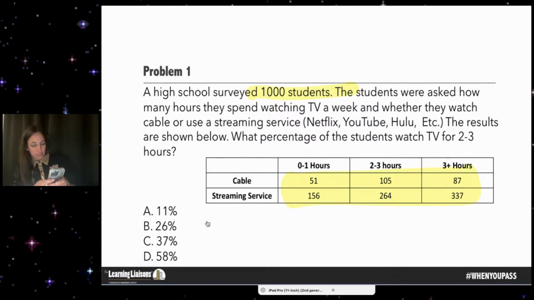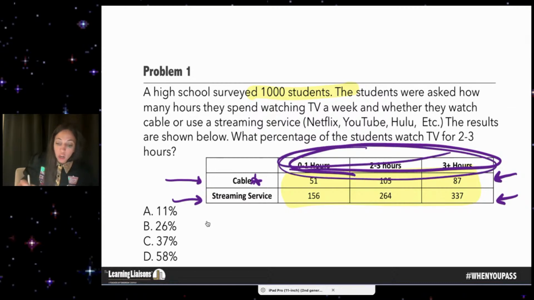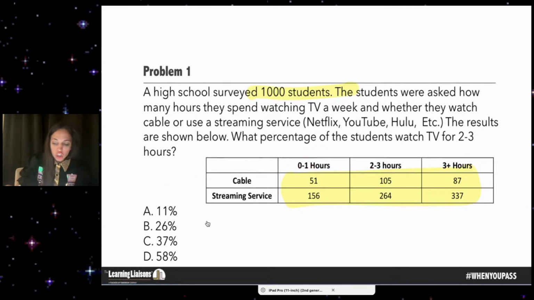51 plus 156 plus 105 plus 264 plus 87 plus 337 equals 1,000. They were asked how many hours a week they spend watching cable, streaming service, etc. So these students watch this many hours of cable, and these students spend this much time watching a streaming service.